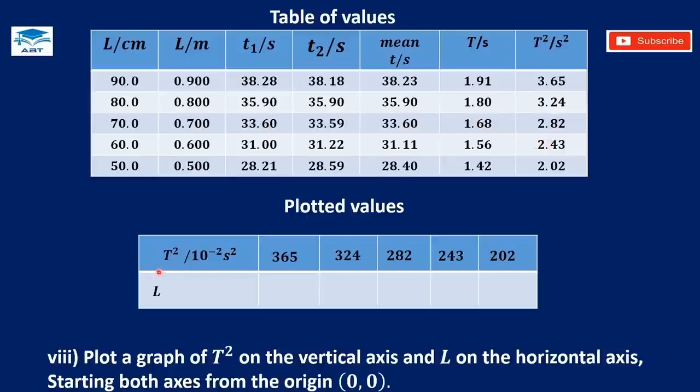And for the values of L in meters, we move the point 1, 2, we have 90, also times 10 exponent negative 2, and the unit is meters. The next value, we move the point 1, 2, we have 80, the next one is 70, 60, and 50, all times 10 exponent negative 2 in meters.